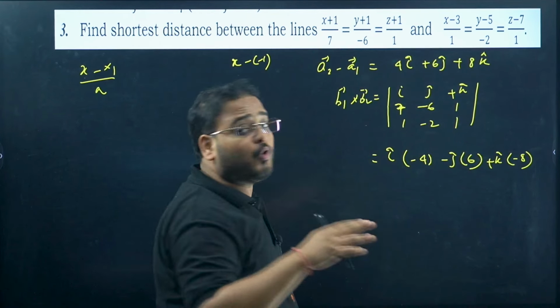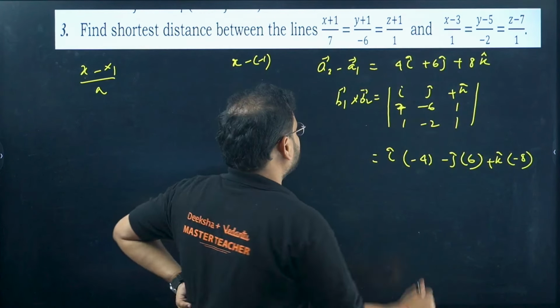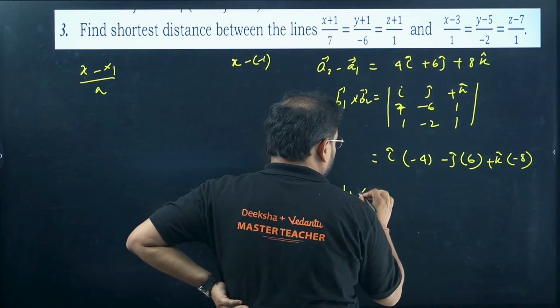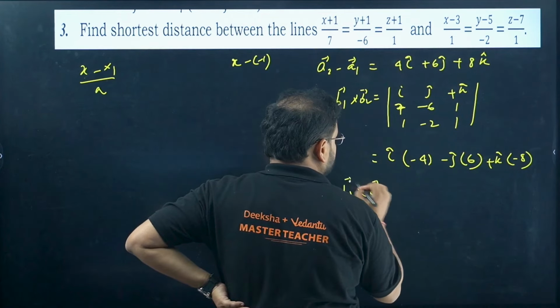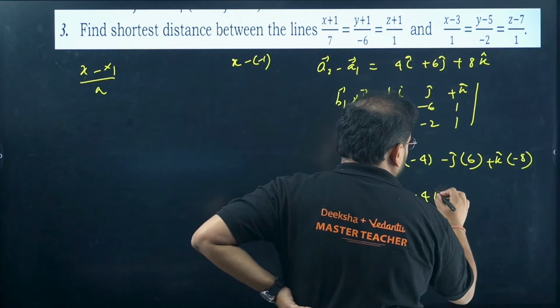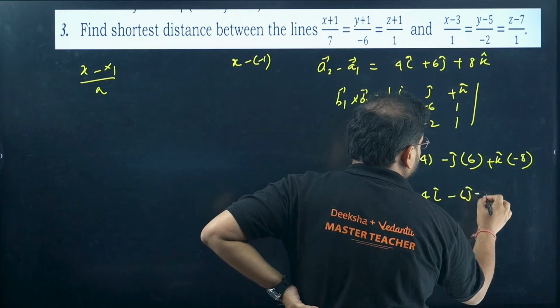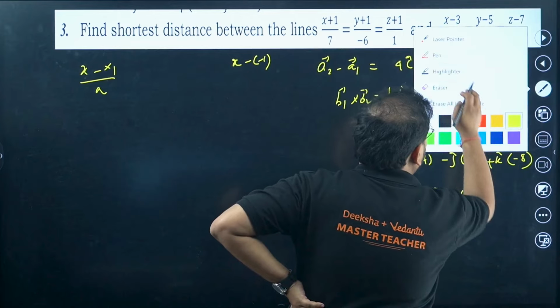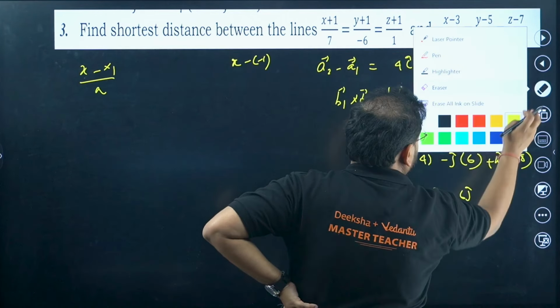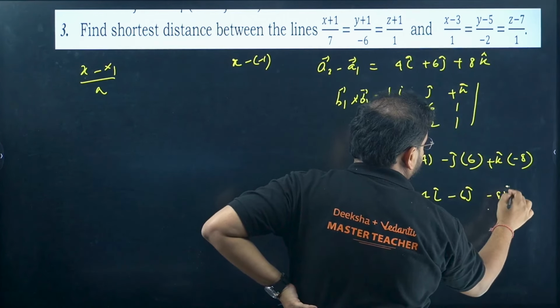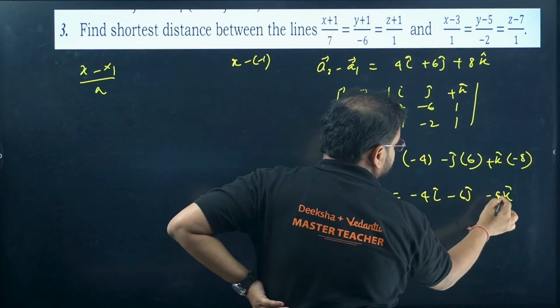I know that you all know how to find the determinant by now. Okay, so my value of b1 cross b2 is coming as minus 4 i cap, minus 6 j cap, and minus 8 k cap, right? Minus 8 k cap.